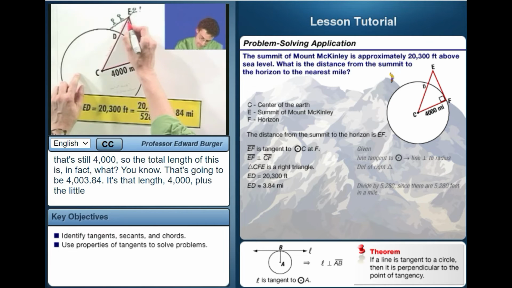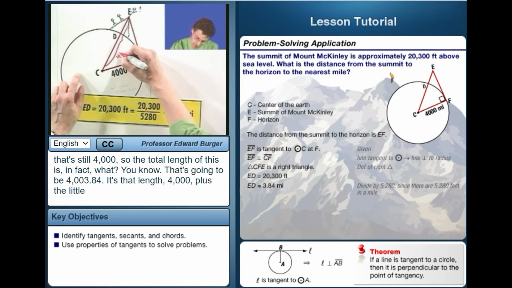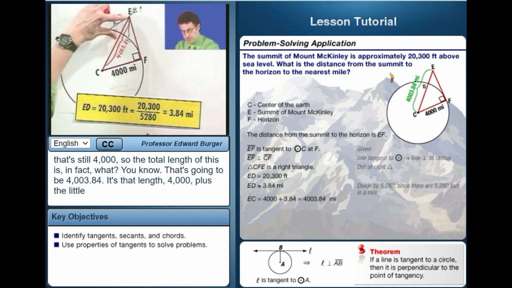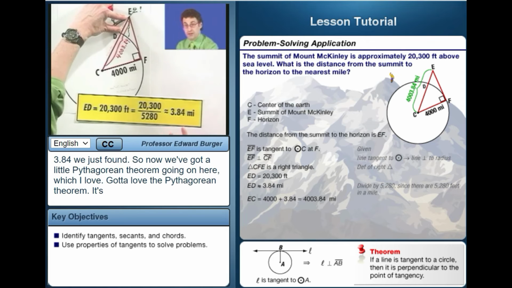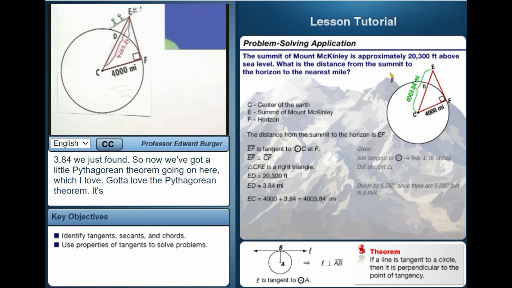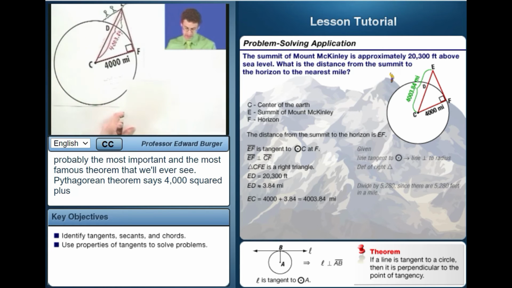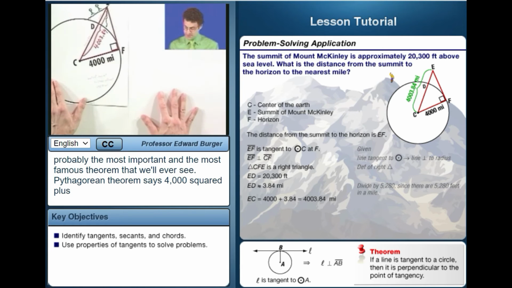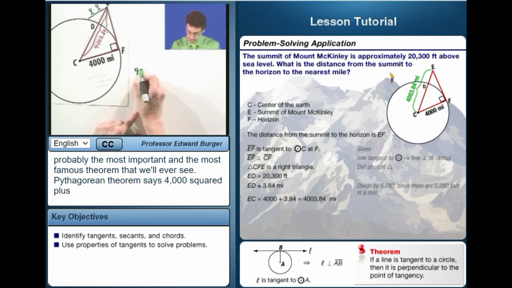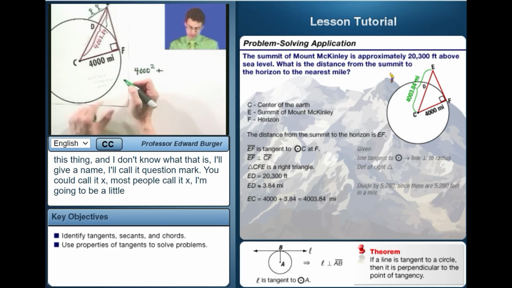Well, that's going to be 4,003.84. It's that length, 4,000, plus the little 3.84 we just found. All right, so now we've got a little Pythagorean theorem going on here, which I love. Gotta love the Pythagorean theorem. It's probably the most important and the most famous theorem that we'll ever see. So, Pythagorean theorem says 4,000 squared plus this thing, and I don't know what that is, so I'll give it a name.